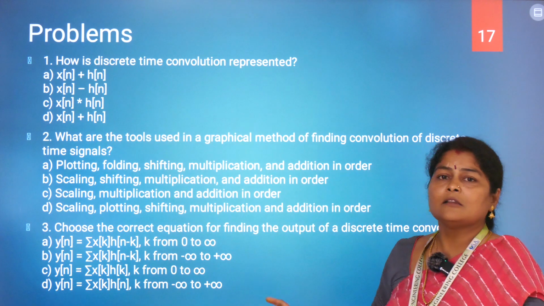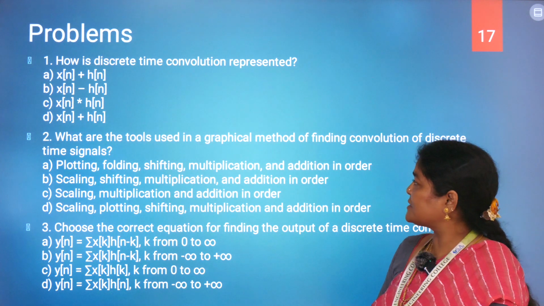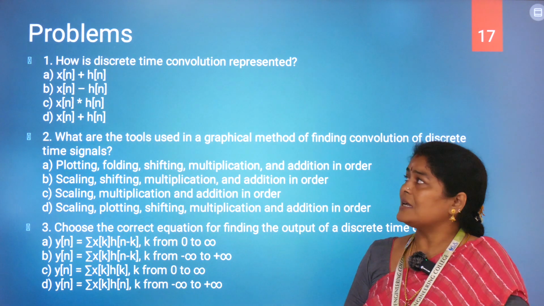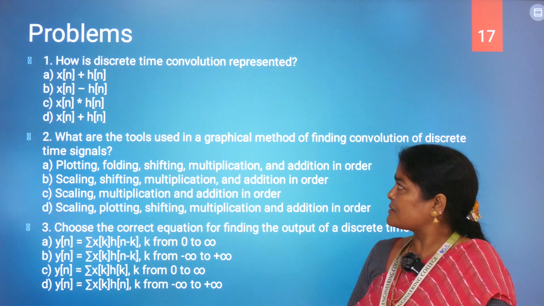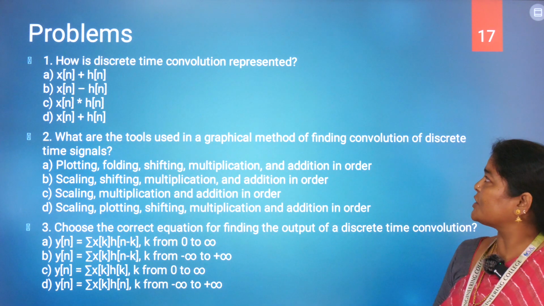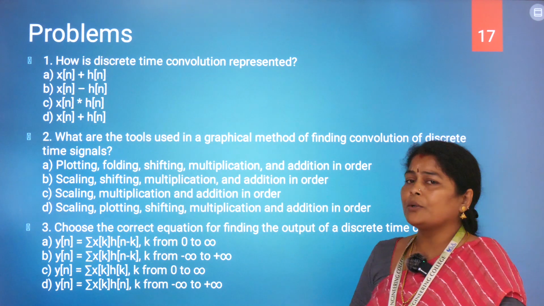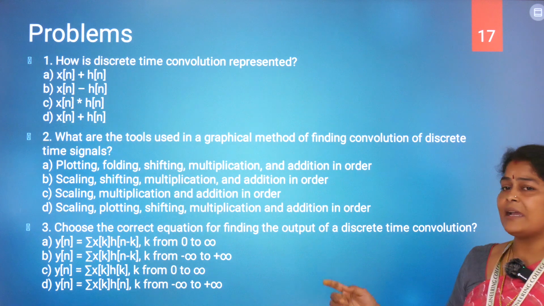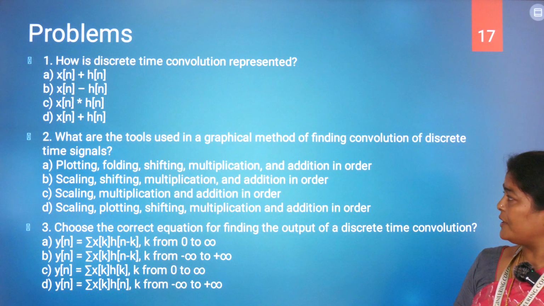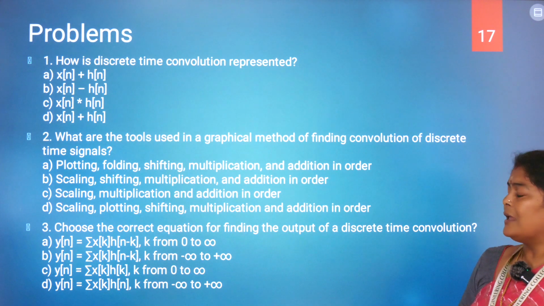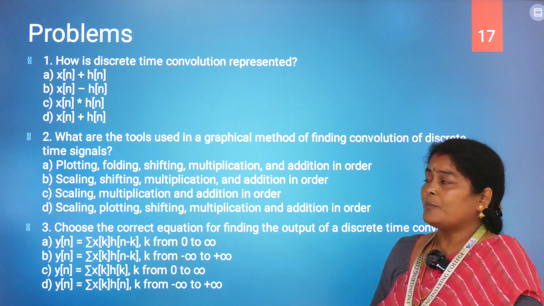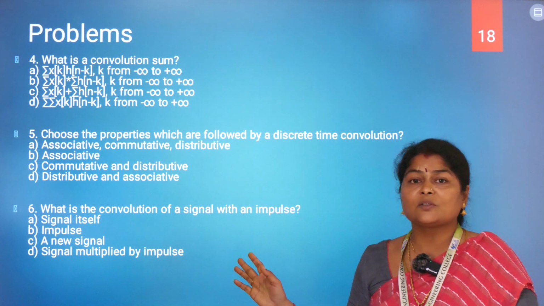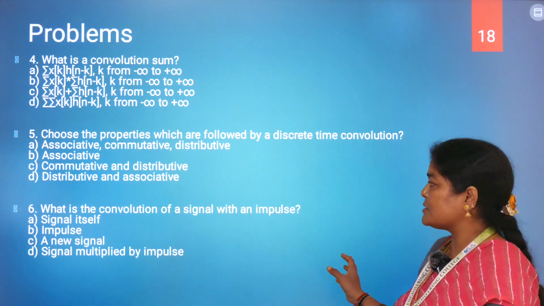Yeah, this is the practice. Here I have just highlighted some of the problems. You can take them as an assignment or for practice. How is discrete time convolution represented? We all know x of n convolved with h of n. What are the tools used in the graphical method? I have already mentioned: plotting, folding, shifting, multiplication and addition. Likewise you can solve your problems. These are all very basic problems that I have mentioned over here. You can practice all of these.